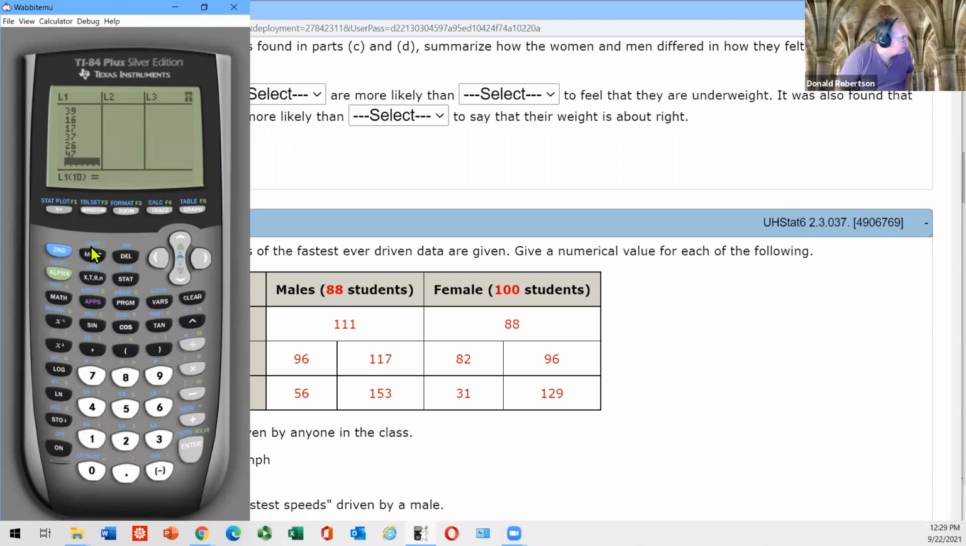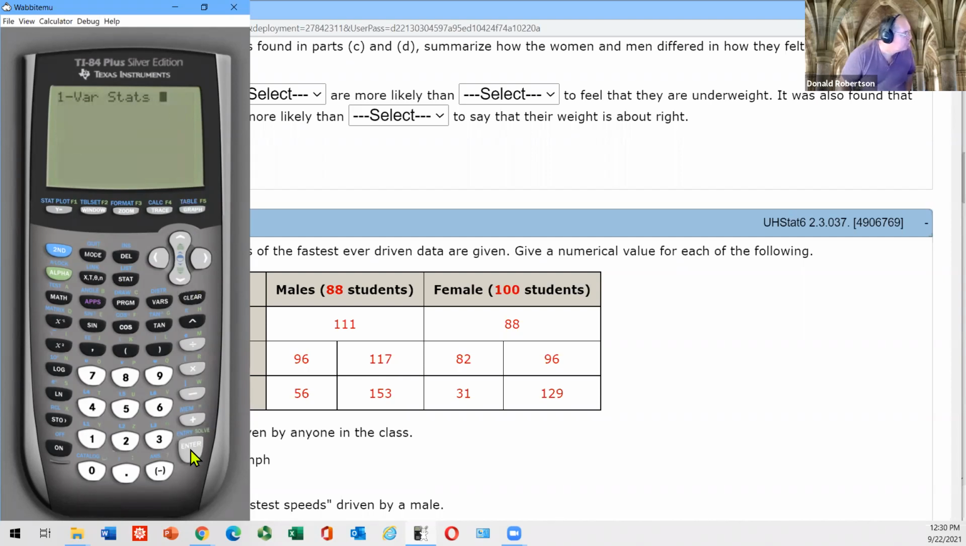So I'll do second quit, then show you where it came from. I hit the start button, option 1, edit, and there's my data. So far, so good. Let's get out of that with second quit. Hit start, calculate. So I'll do that again. It's too quick. Hit the start button. Right now it's on edit. I'm going to move it over to the right by hitting this button. And I'm going to choose 1 variable stats. And I'm going to hit enter.